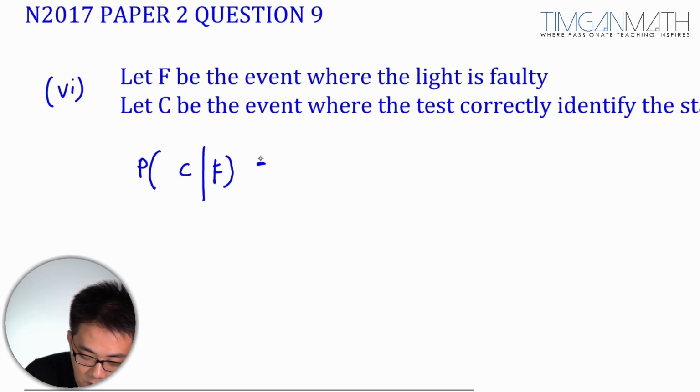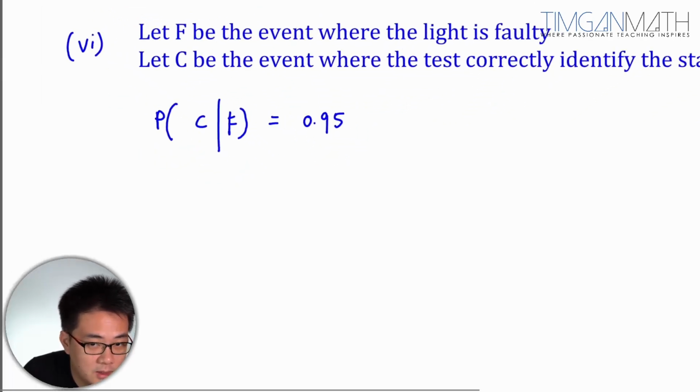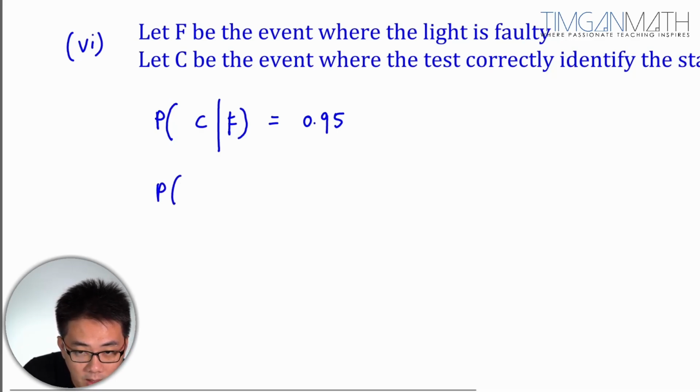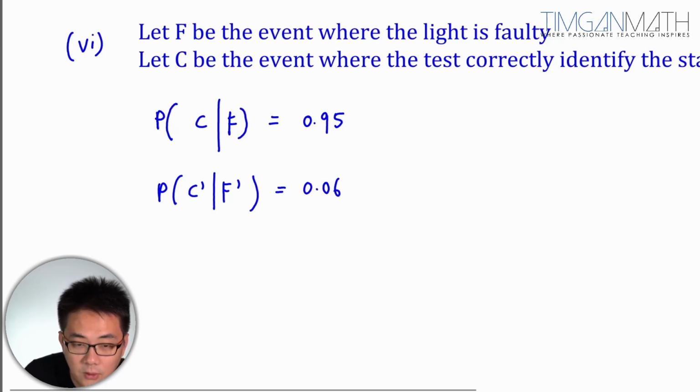So this is 0.95. Okay. Then there's a 6% chance that the quick test will incorrectly identify the light as faulty if the light is not faulty. So if the light is not faulty, there's a 6% chance. Okay, great. So this is how you do it.